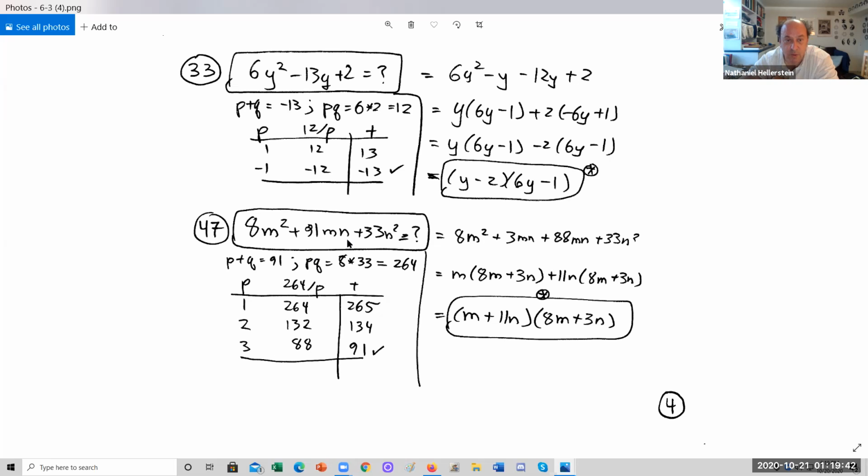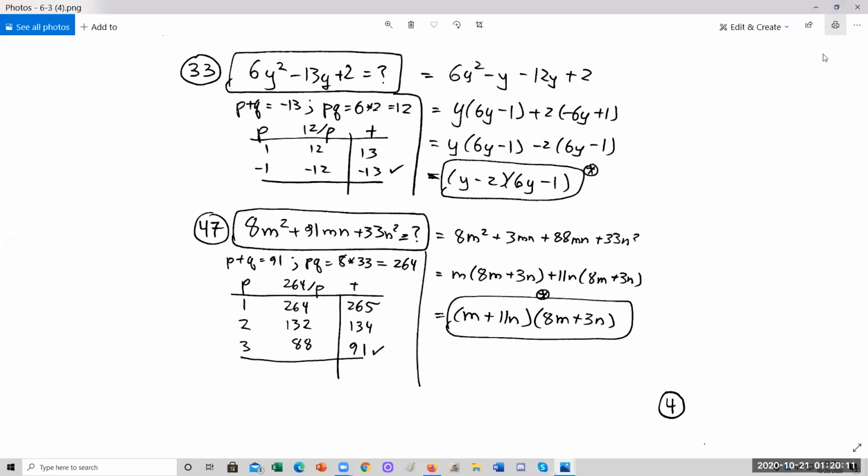Okay, so write 91mn as 3mn plus 88mn. There we go. These two terms, 8m squared plus 3mn, have a common factor of m times 8m plus 3n. This 88mn plus 33n squared has a common factor of 11n times 8m plus 3n. Remove the 8m plus 3n times m plus 11n, and that's the factorization.